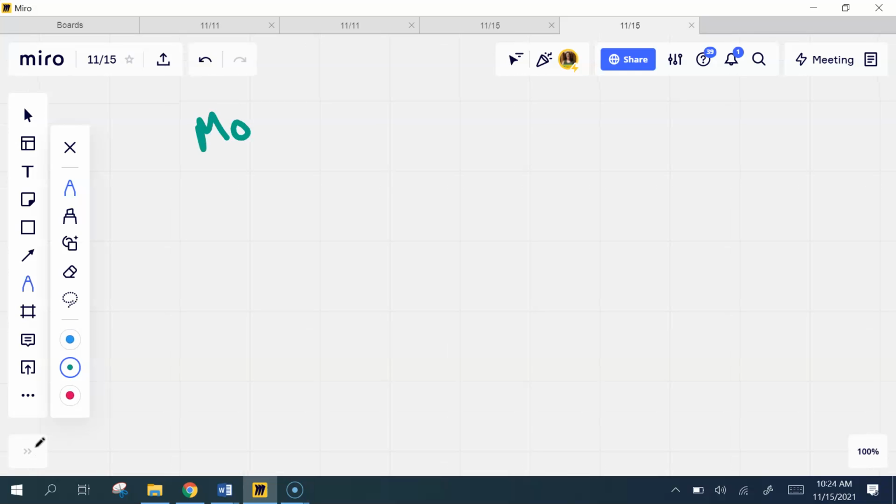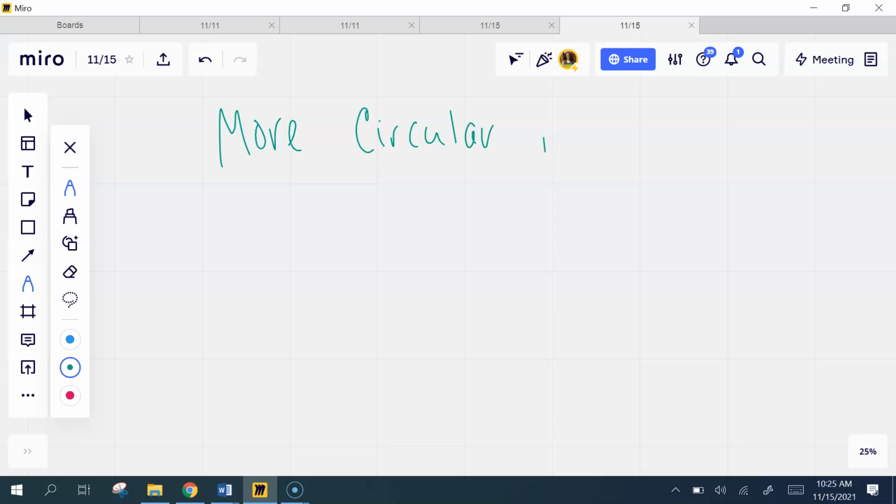So I'm going to hit a little bit of circular functions, and then we're going to move into sine and cosine graphs and tangent.